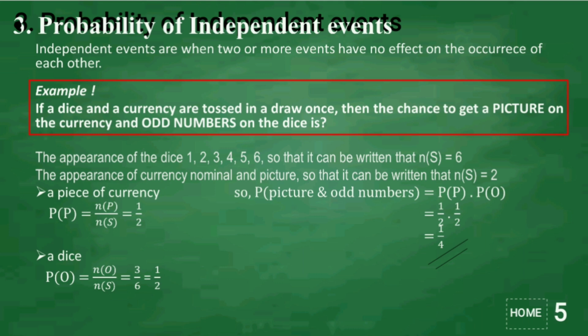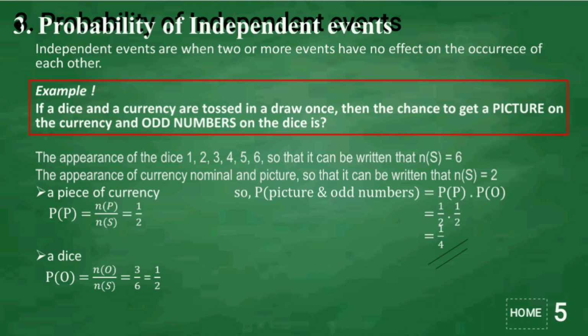If a dice and a coin are tossed once, then the chance to get a picture on the coin and an odd number on the dice is. The solution: the appearance of the dice is 1, 2, 3, 4, 5, 6, so it can be written that n(S) equals 6. For the dice, P(O) equals n(O) over n(S) equals 3 over 6 equals 1 over 2.